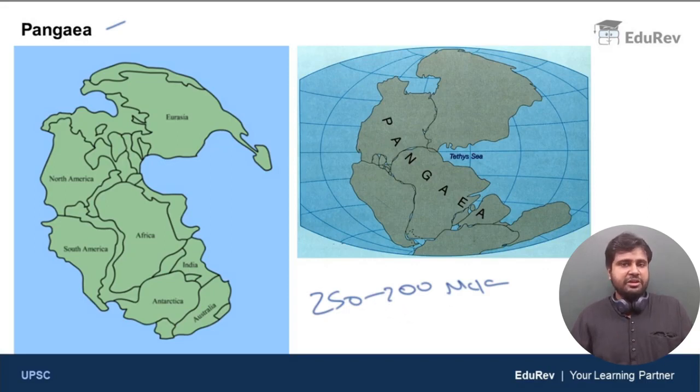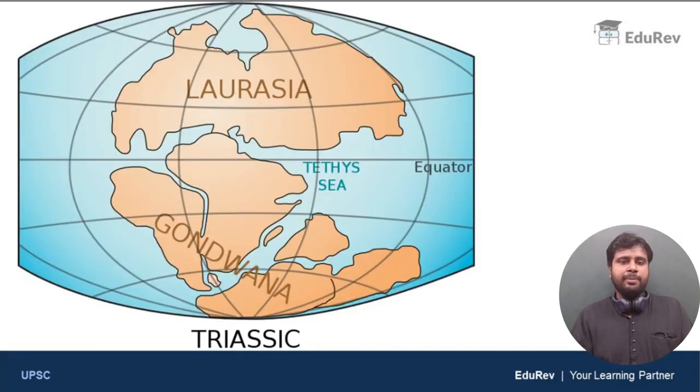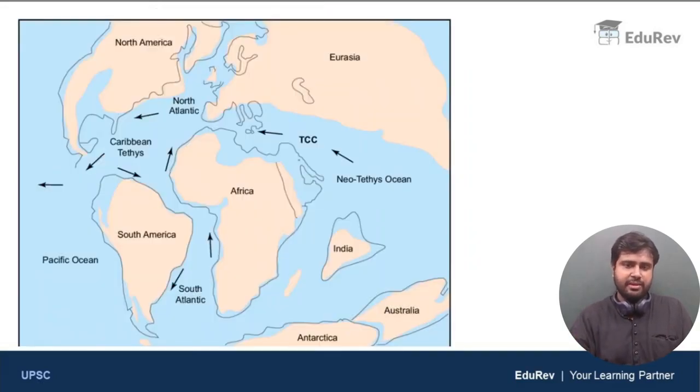Now we know that the tectonic plates are in motion. The tectonic plates are not stationary, they are in motion. So eventually Pangaea broke up into two parts. The northern part is called Laurasia and the southern part is called Gondwana. Clear? So again Tethys Sea is here. Now these land masses further broke up into individual parts because the tectonic plates are in constant motion. Okay, so this is how they look eventually.